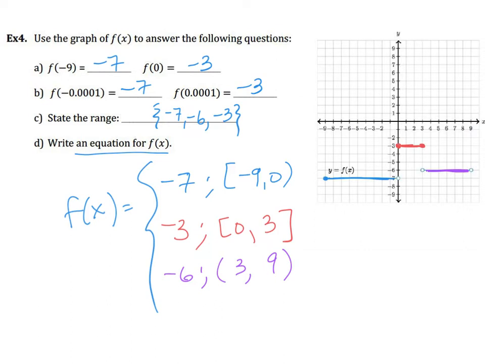Is this what you got? You should have gotten f of negative 9 is negative 7. F of 0 is negative 3. So f of negative 0.11111. Well, that's really, really close to here. So that would be negative 7. And 0.0011 is just to the right of 0, so that would be negative 3. What is the range? The range is not an interval of numerical values. The range is just simply negative 7, negative 3, or negative 6. Those are the only y values involved here.